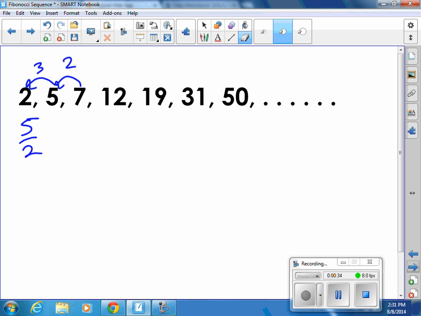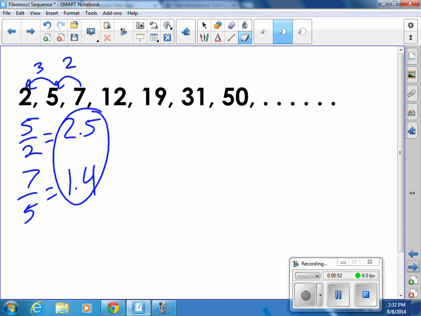Let's check and see if it's exponential. 5 divided by 2: 5 is 2 and a half times bigger than 2. 7 divided by 5: well, 7 is only 1.4 times bigger than 5. So because these two ratios are not the same, we know that it's not exponential.